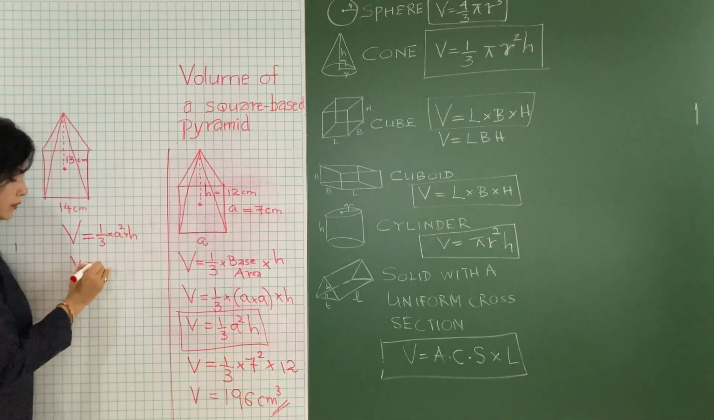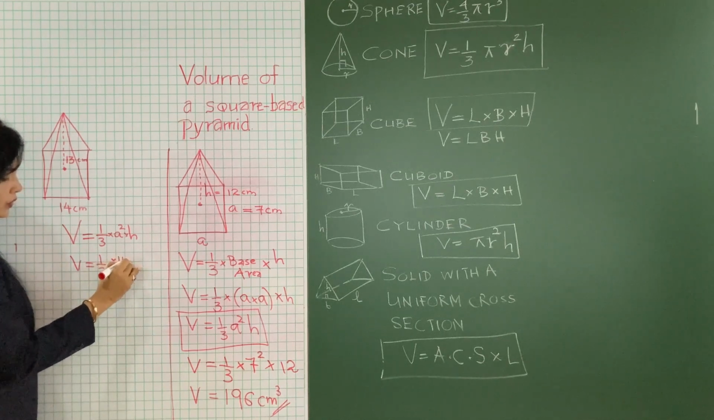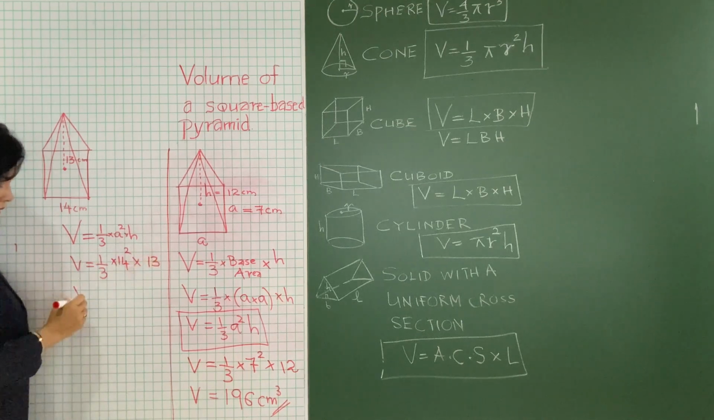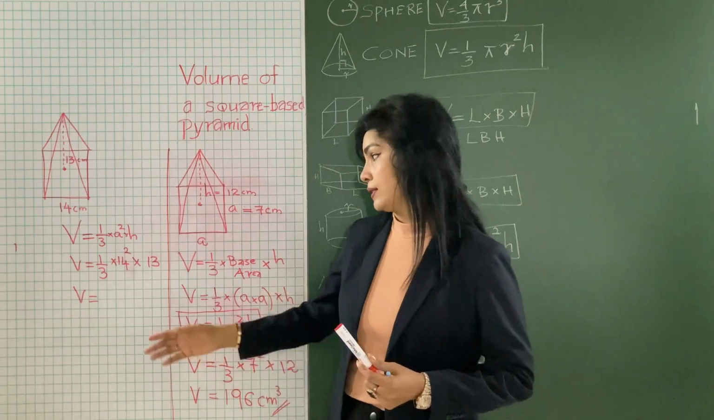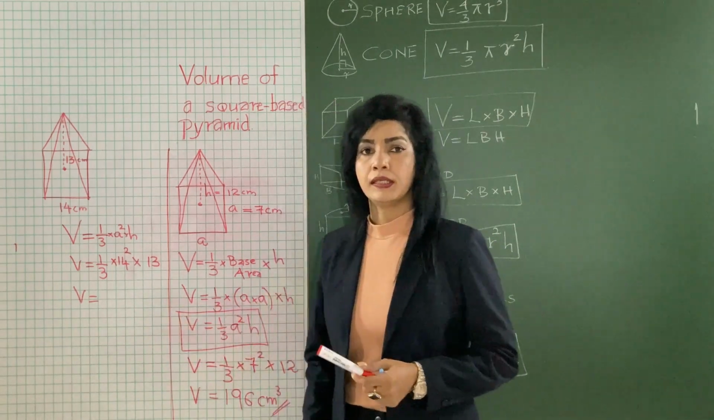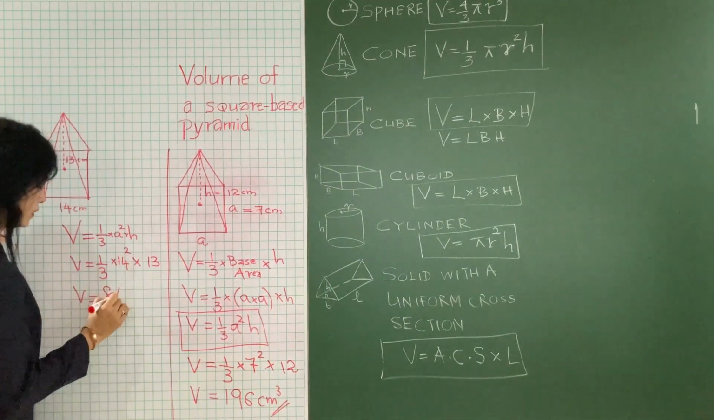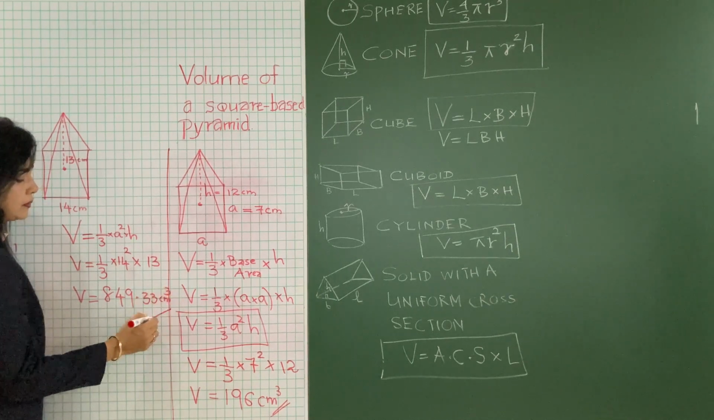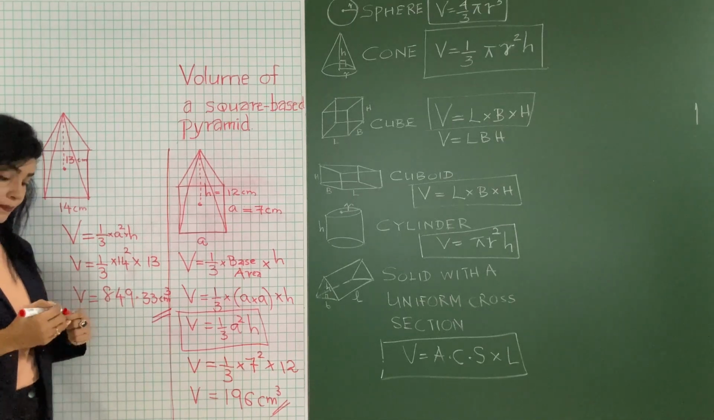And then volume is equal to 1/3 A square, meaning the length square of this square, so into 14 square into H, which is the perpendicular height once again. It's 30. What's the answer? So use the scientific calculators and find the answers and let me know. Yes? It comes to 849.33 cubic centimeters. This is also just a basic question of the square base pyramid.